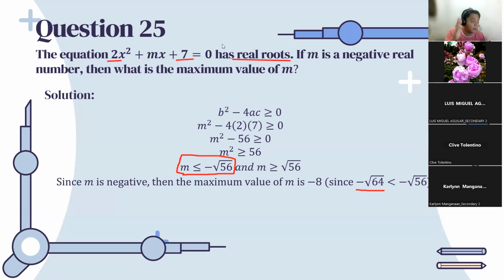So it does not go to negative 9 because it says here less than or equal. So the closest to this value. Okay, so that is number 25.